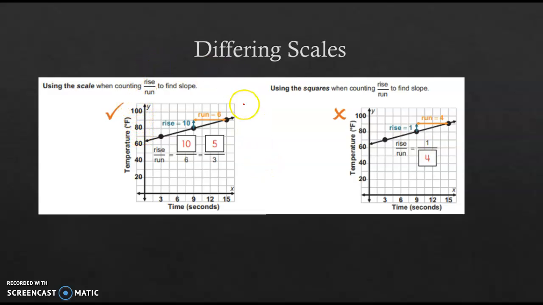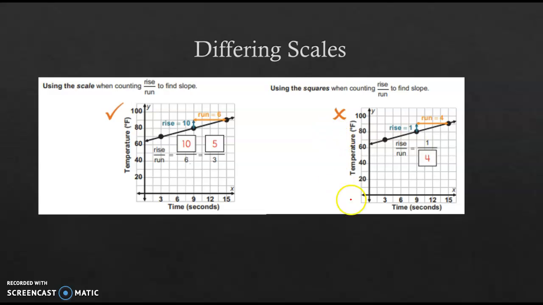When I look at finding my rise and my run, when I do the counting, I'm not counting it as 1 box. That 1 box represents 10. And for my run, the other way I can look at it is, what's the distance from 9 to 15? That's a run of 6. So that's where we're getting the 10 and the 6, and then 10 and 6 are divisible by 2, so we get an answer of 5/3.